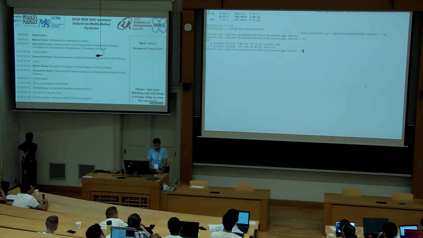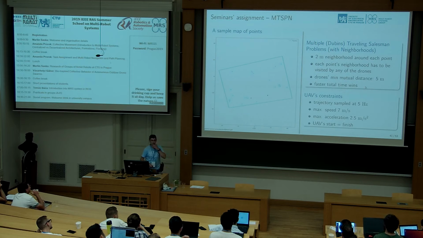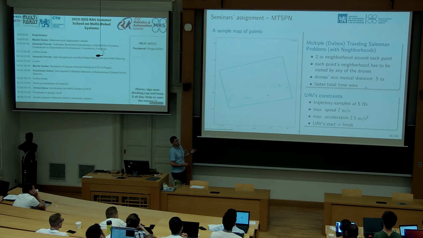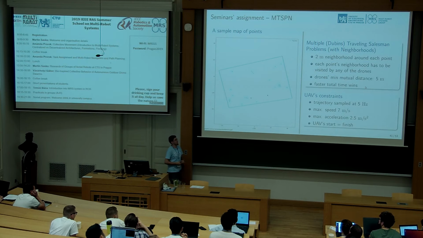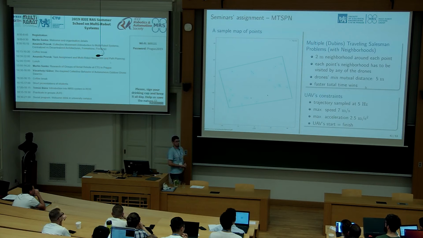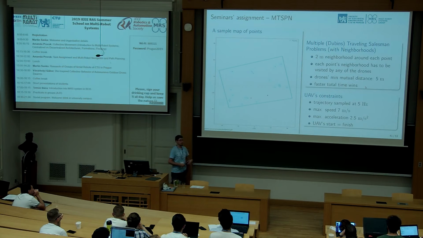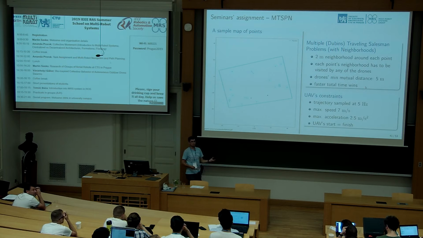Now I'll quickly show you what you'll actually do in the practices. So let's have a problem. Scientists and researchers have their problems. So we have a problem that we have some points in a 2D environment, some positions, which we want to access. And each position has a radius around it. In our case, it's 2 meters. It's a neighborhood. And we want to visit all the neighborhoods of all the positions as fast as possible.